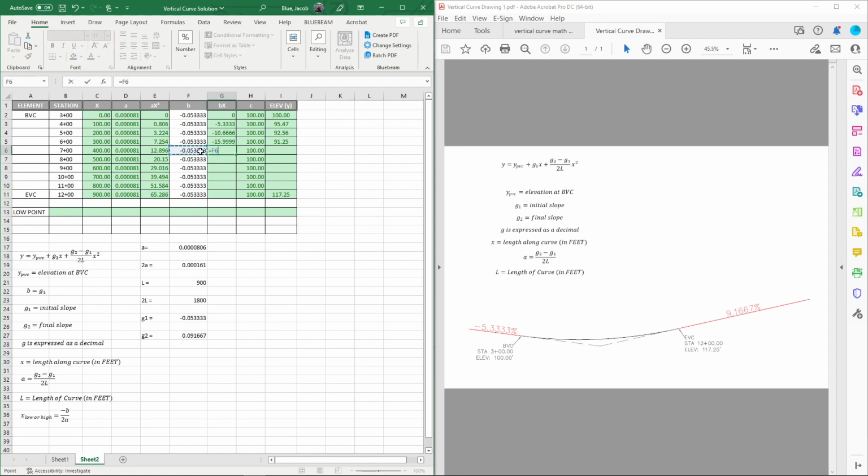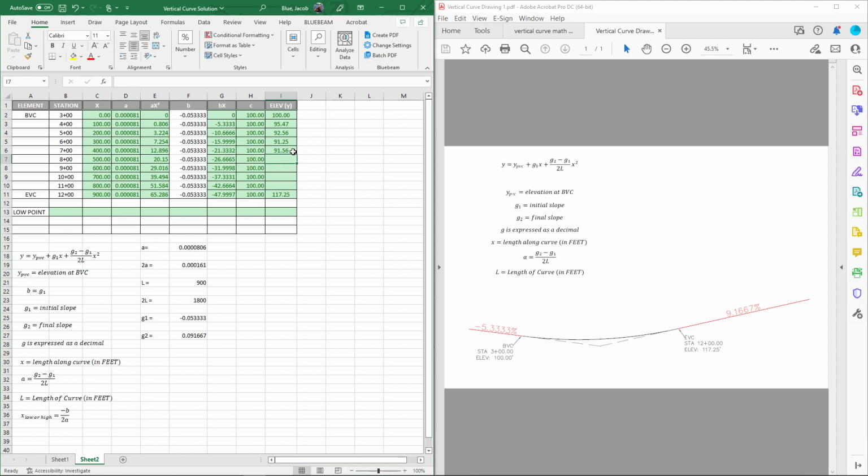Bx column should be pretty quick. Equals b times x, equals b times x. Almost done, two more cells, equals b times x and equals b times x. So there I've got all my columns filled in. Now I can calculate my elevation. So equals ax squared plus bx plus c.